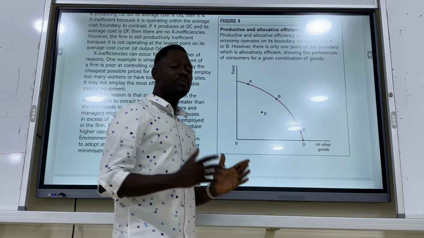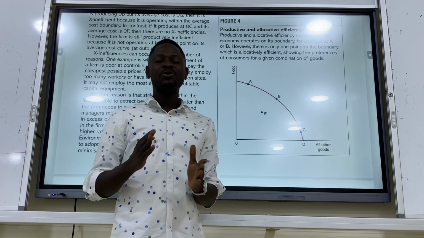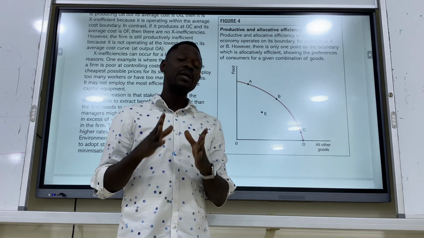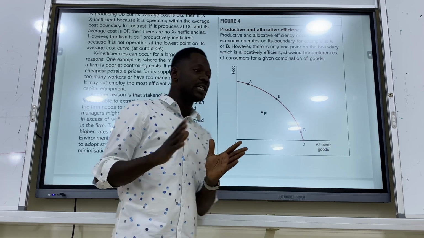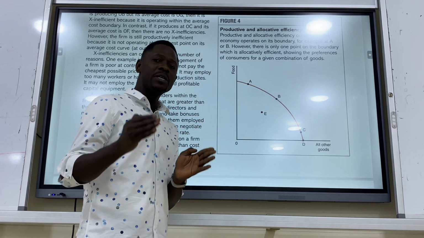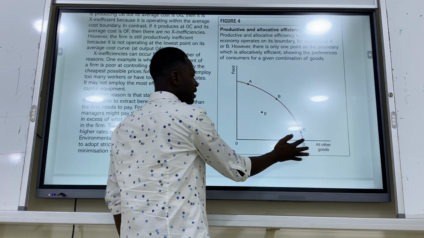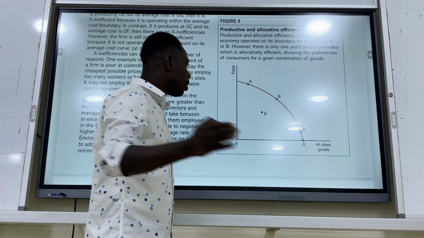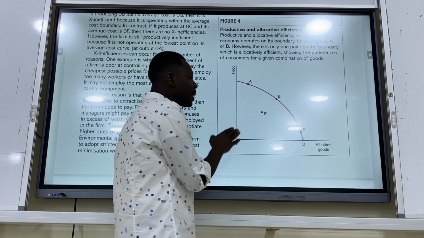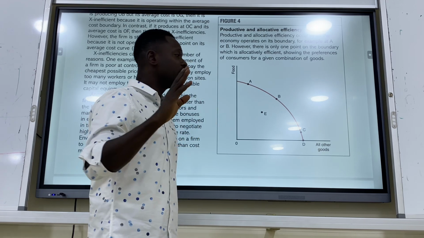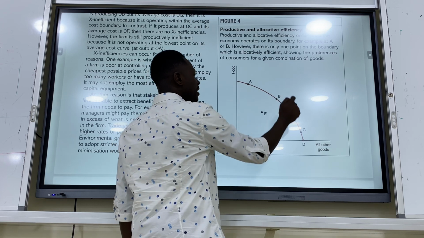So that's the difference between productive efficiency and allocative efficiency. When you have to differentiate between productive efficiency and allocative efficiency using the PPF, for productive efficiency, it means the firm or the economy is operating at the boundary A, B, C, D. That is productive efficiency. Productive inefficiency will occur at point E. For allocative efficiency, it simply means that the economy or the firm is producing on the boundary A, B, C.